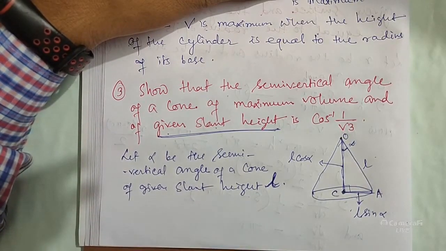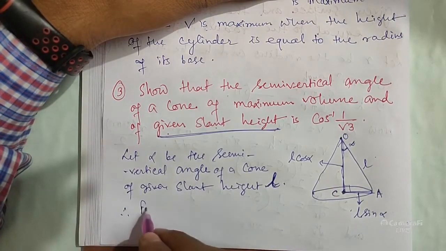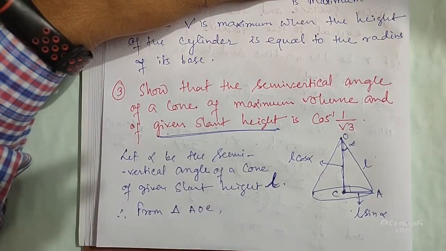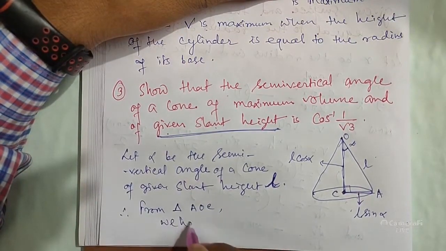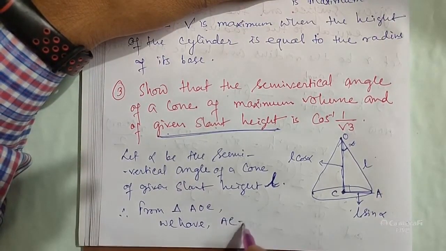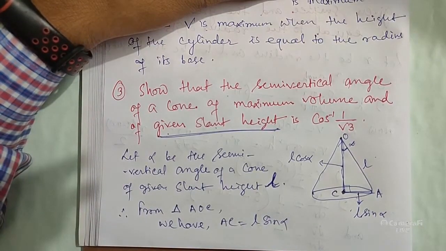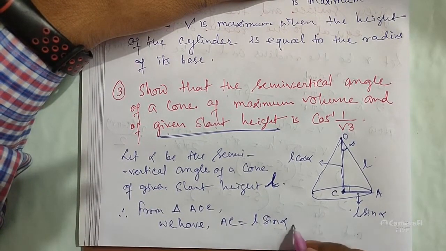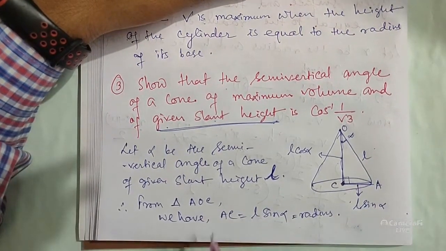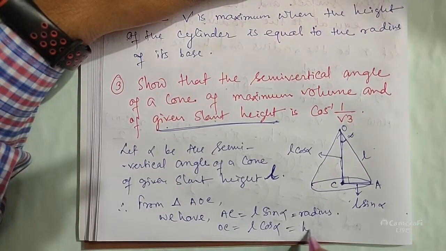So if this is L, therefore from triangle AOC we have AC equals to L sin alpha. This is the radius. And OC equals to L cos alpha. This is the height.